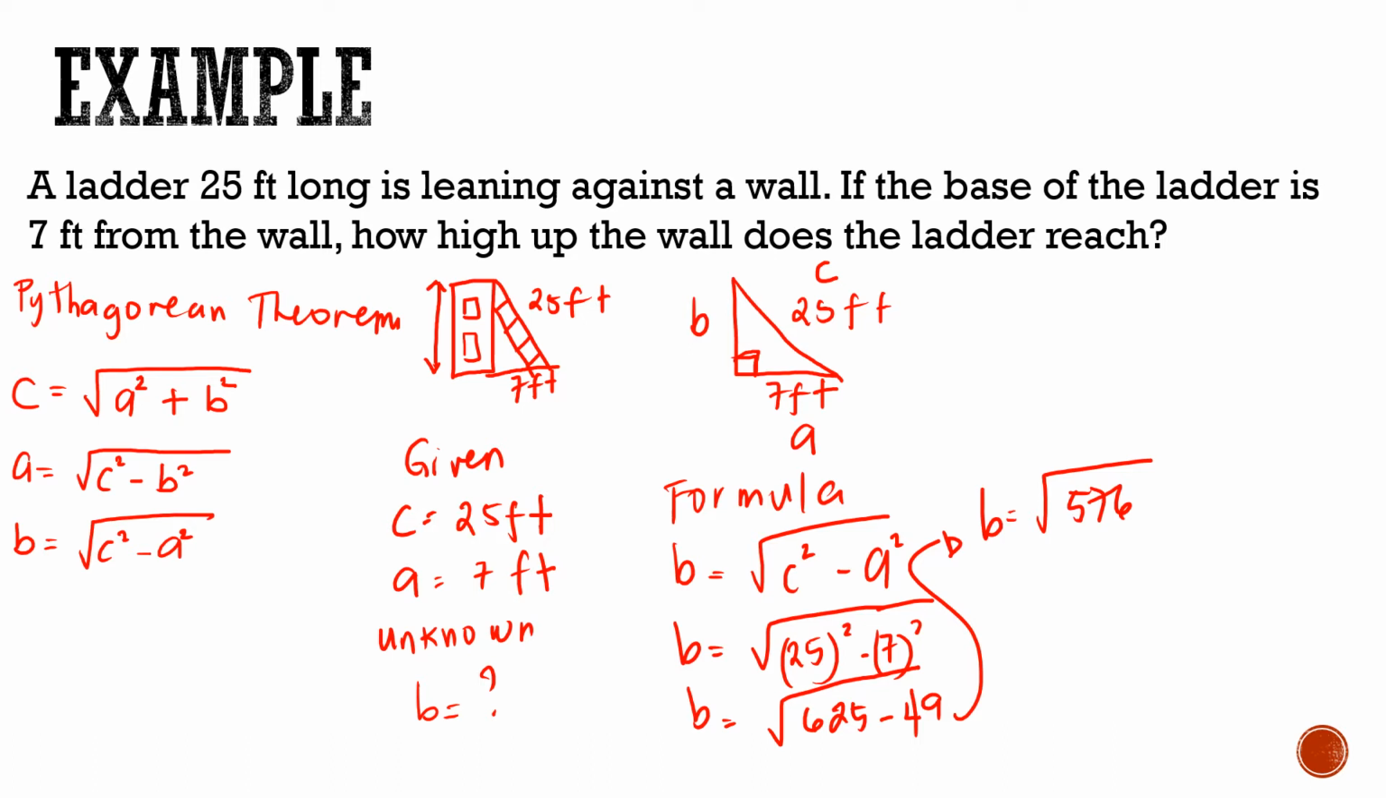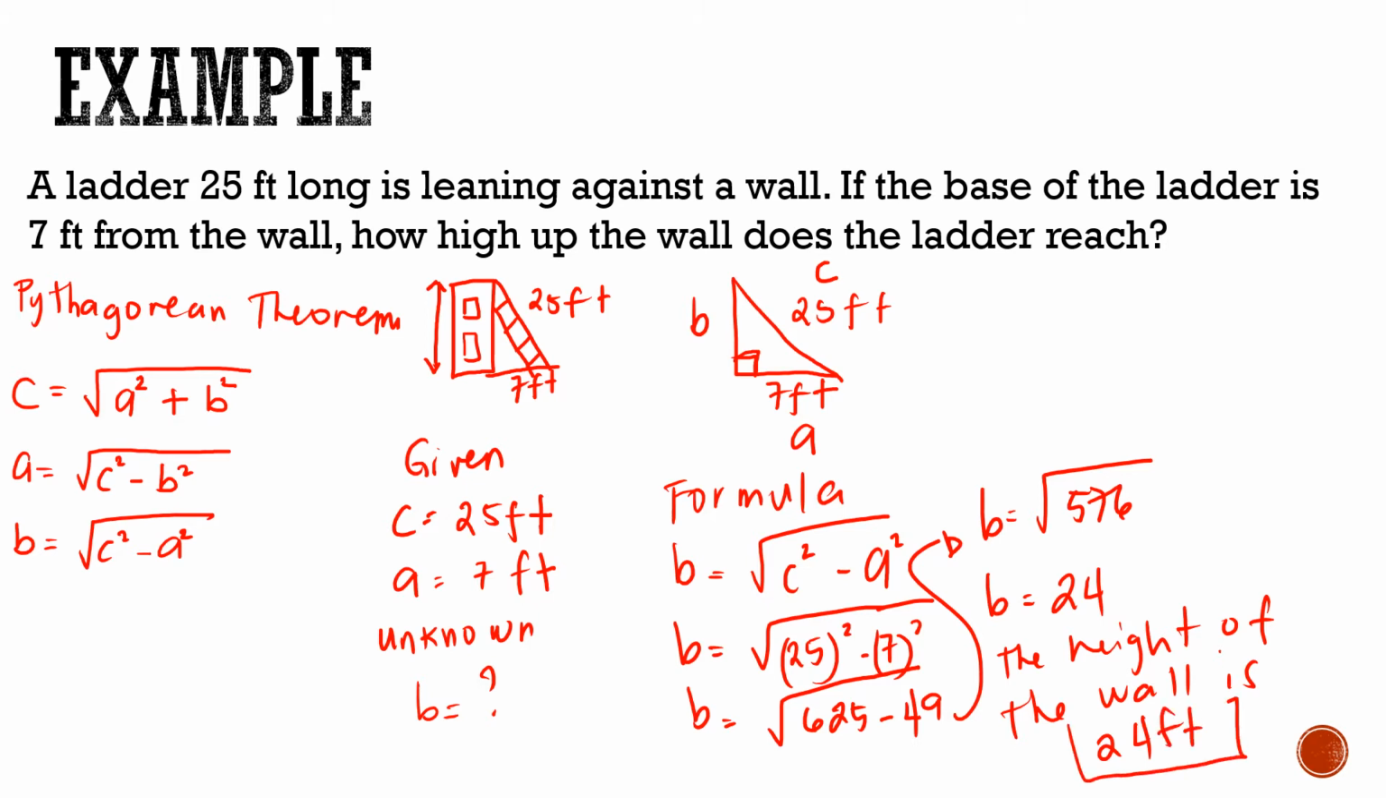Now let's simplify the square root of 576. The square root of 576 is 24. Therefore, the height of the wall is 24. Since the unit that we use is feet, this is also 24 feet.